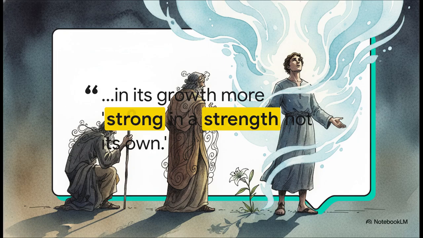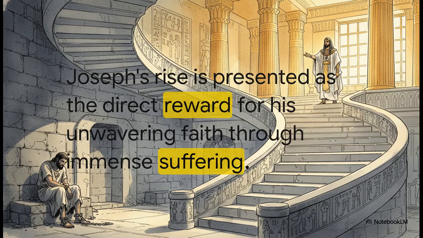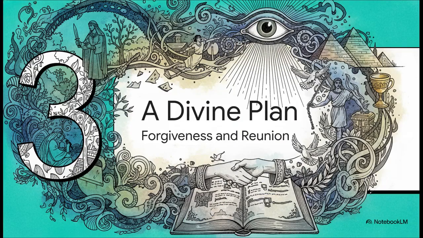This note describes his character as drawing strength not from himself, but from a divine source, even in the absolute darkest of times. And this is the payoff according to the guide. The crucial point it makes is that Joseph's incredible rise from a prison cell to the palace, becoming the second most powerful man in Egypt, is the direct reward for his unwavering faith and virtuous character through all that immense suffering.